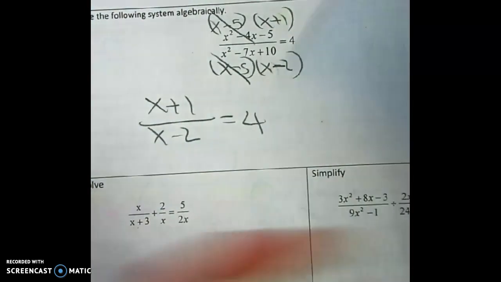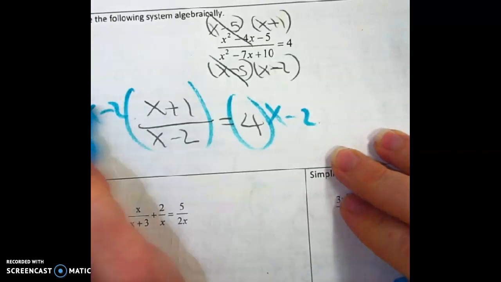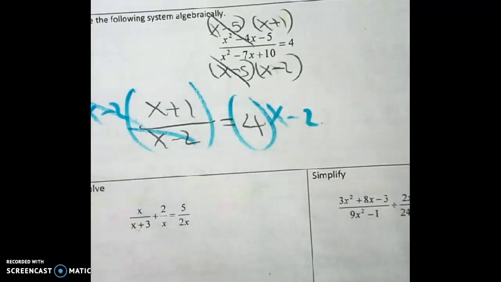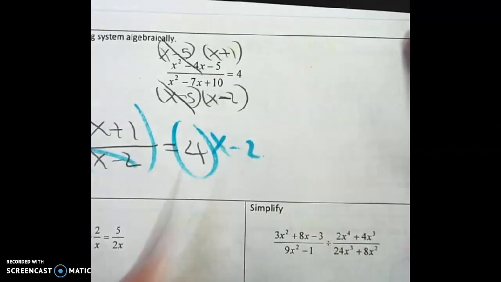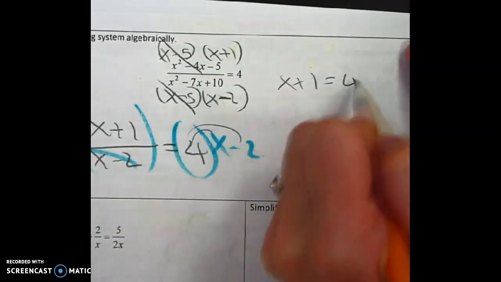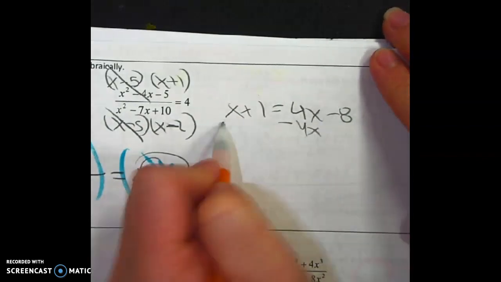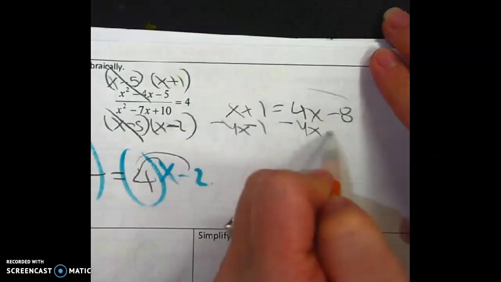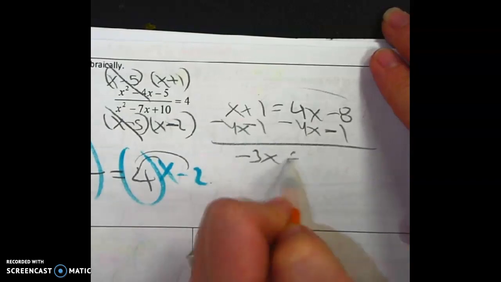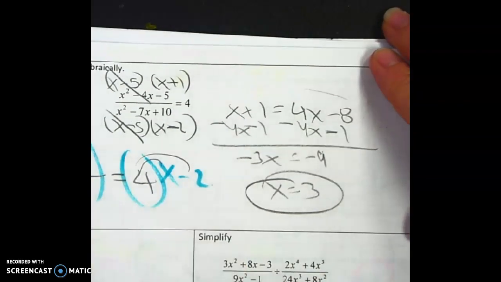Now what I'm going to do is anytime you have fractions, get rid of it, x minus 2, bye-bye. Okay, so I'm left with over here, x plus 1 equals distribute. Move this over here. Move that over there. Check for extraneous solutions. We're good.